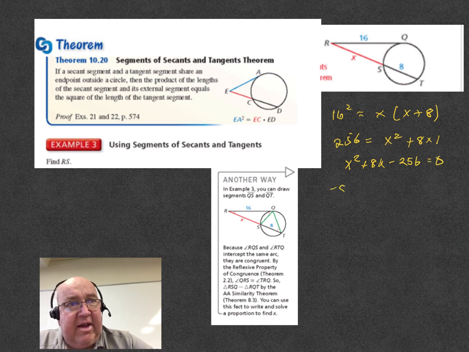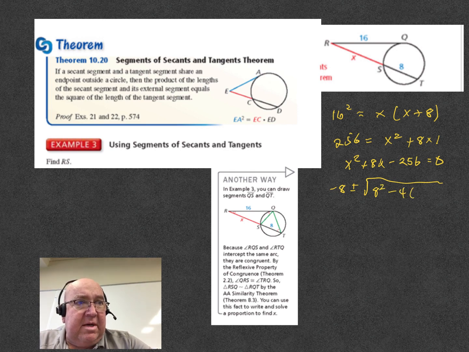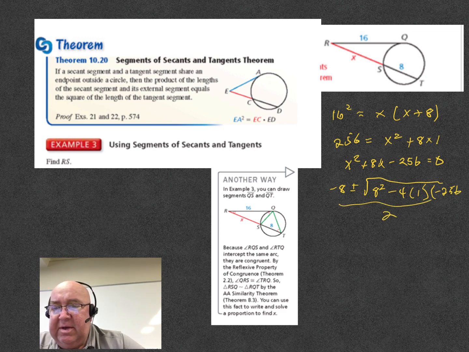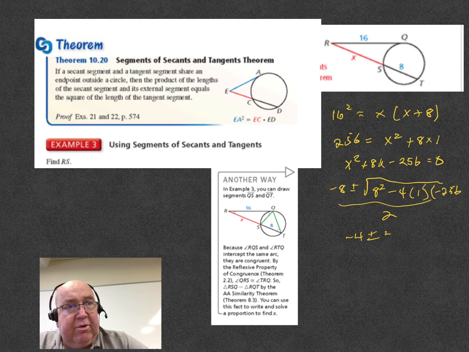We're going to go negative 8 plus or minus the square root of 8 squared minus 4 times 1 times negative 256 all over 2 times 1, or 2. And what we're going to get is that this will simplify to negative 4 plus or minus 4 times the square root of 17. And that is going to be about 12.49.